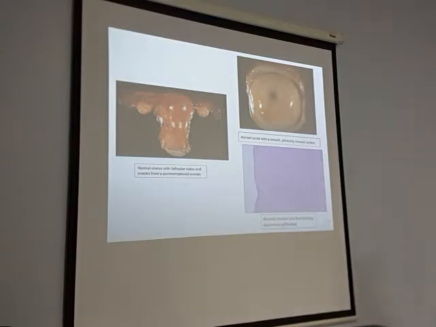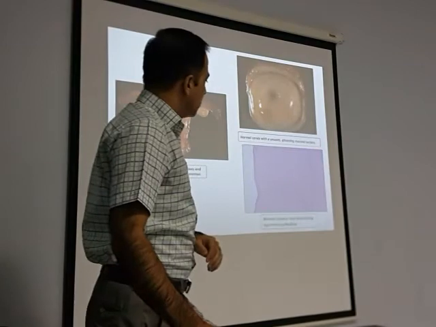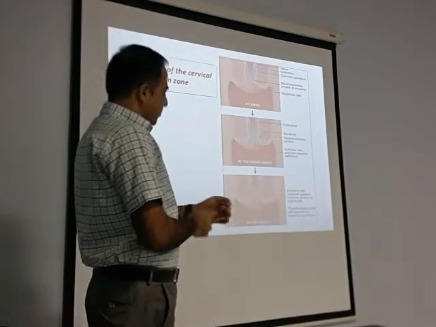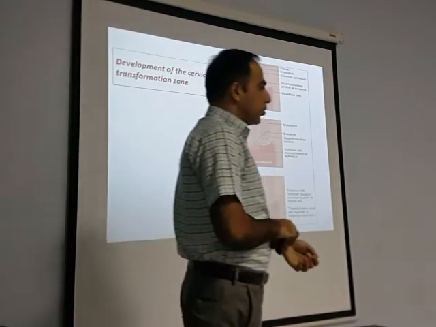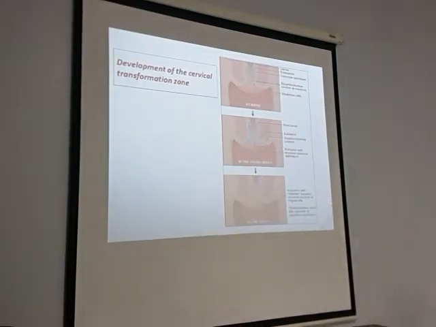So the cervix has a squamous epithelium, but that is non-keratinizing, not keratinizing. Where do you find keratinizing? The skin. So this is the development of the cervical transformation zone, because the cervix is very important. We will discuss human papilloma virus. So that is one of the burning topics, and it will remain burning for a long time.